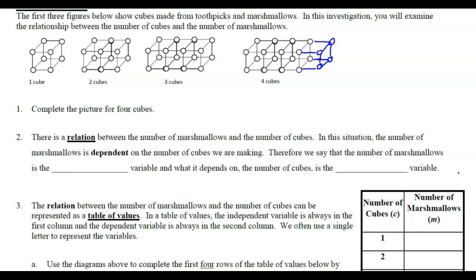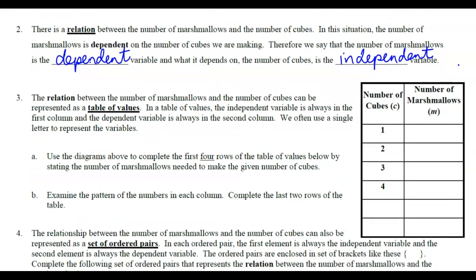Therefore, we say the number of marshmallows is the dependent variable. And what it depends on, the number of cubes, is the independent variable. Okay.